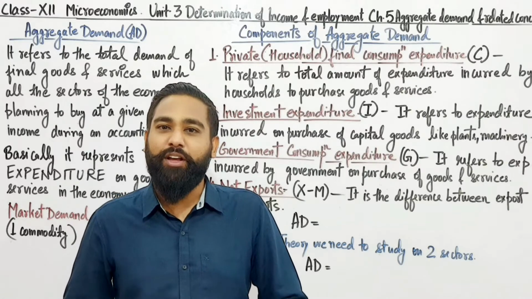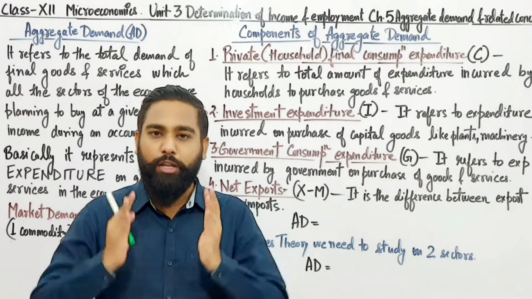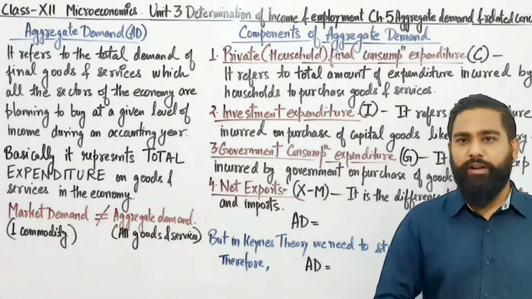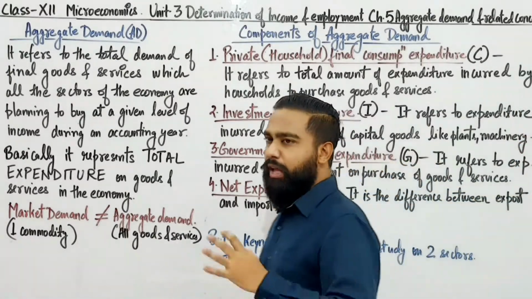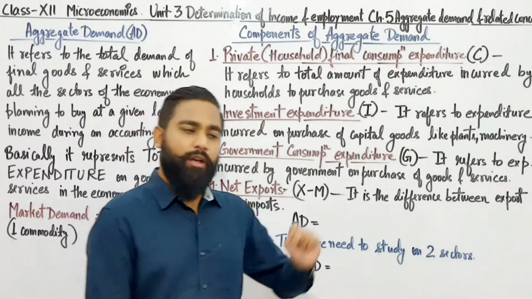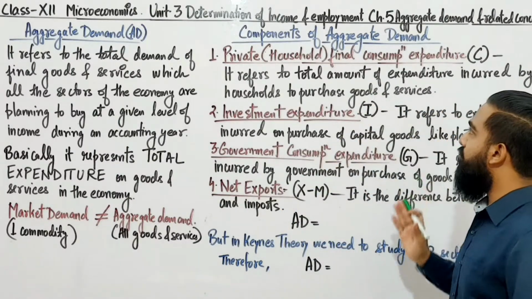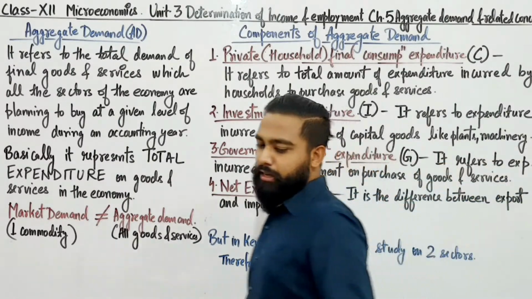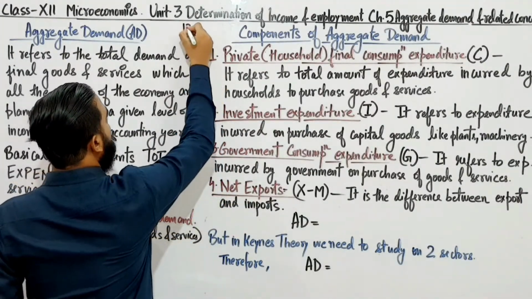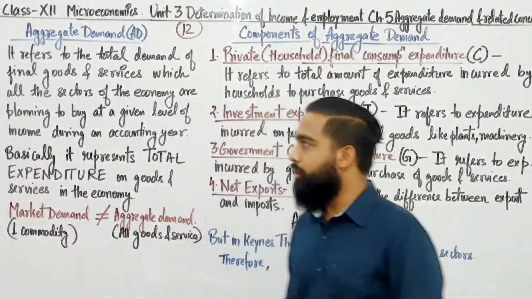I am Avinash Lambert, your economics guru, and today we are going to start a new unit, a new chapter, which is determination of income and employment. Up to today, we have completed the first unit, which is national income, and the second unit, which is money and banking. Now it's time for the third unit, which is determination of income and employment. Students, from this unit, a total of 12 marks is asked in your paper. So it's a very important unit.